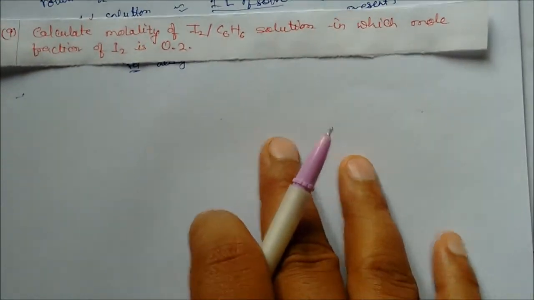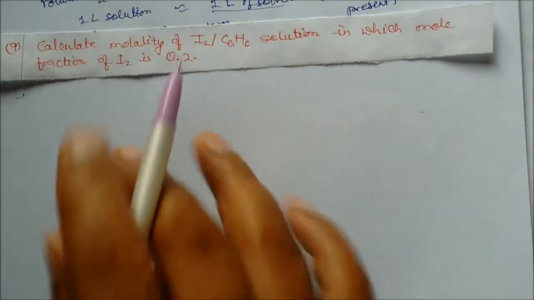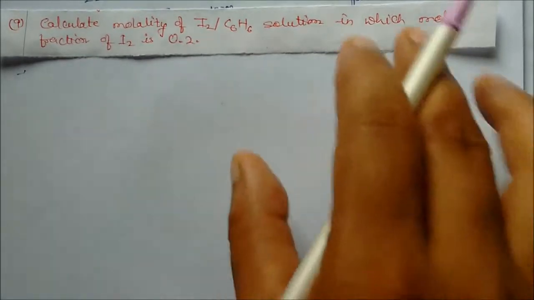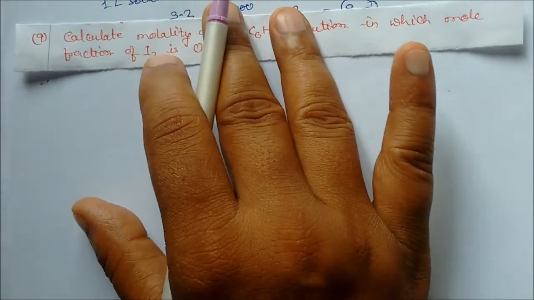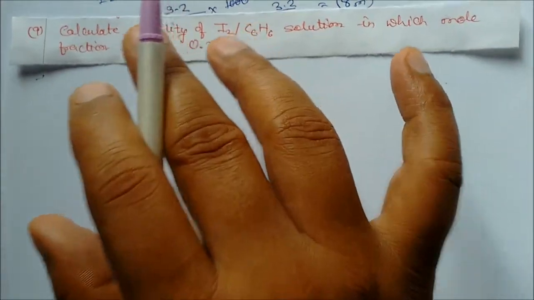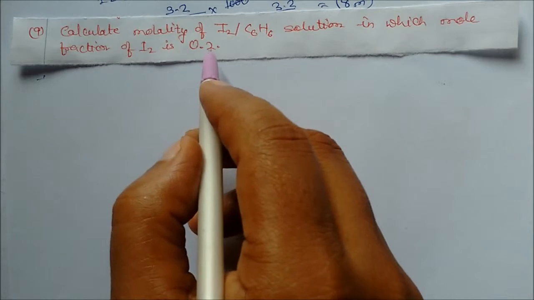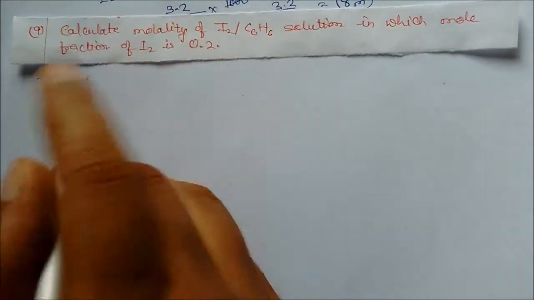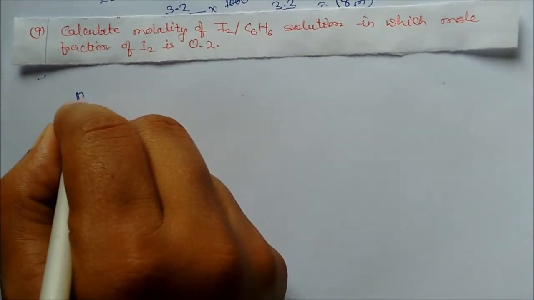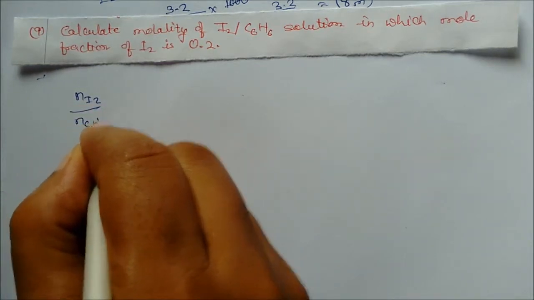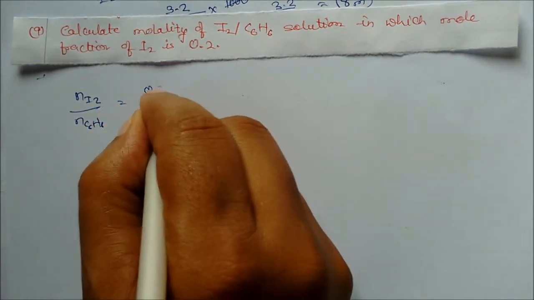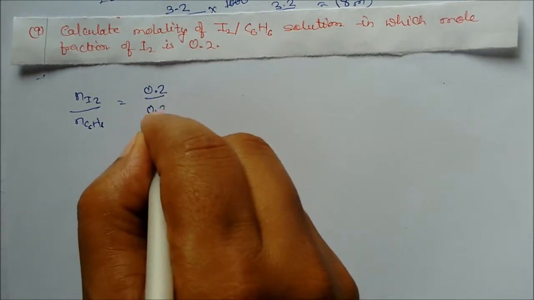Calculate the molality of iodine in benzene solution in which mole fraction of iodine is 0.2. So this is the question given. So molality of I2 is asked. What is the mole fraction of iodine? That is 0.2. So again same. So we can write here mole fraction of iodine by mole fraction of C6H6. So this is nothing but 0.2 divided by 0.8.